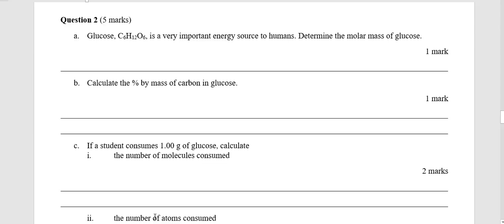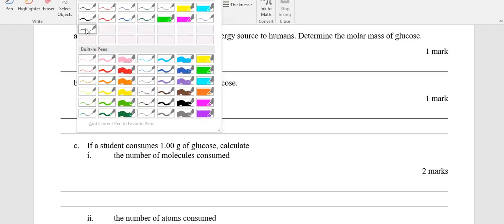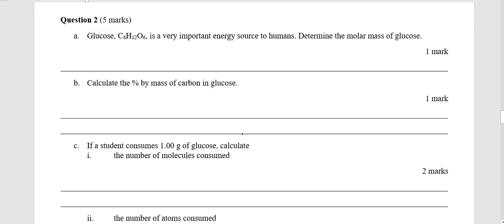Moving on to question 2. Another small question. Glucose is very important. Yes, it's a very important energy source to humans. Determine the molar mass of glucose. I can tell you right now the answer is 180 grams per mole.